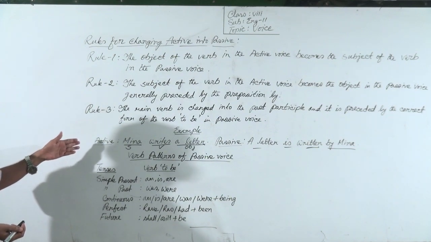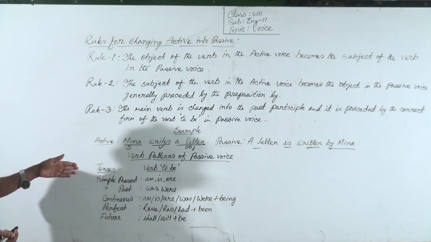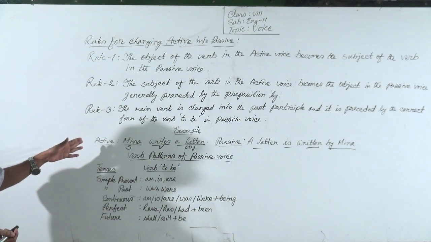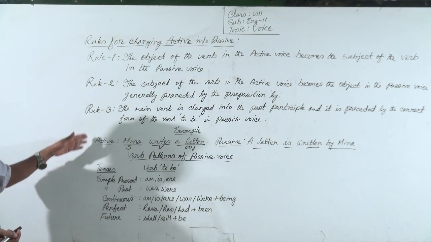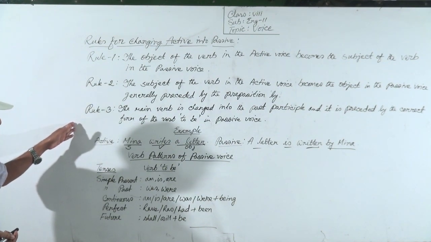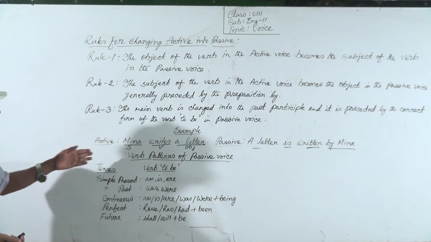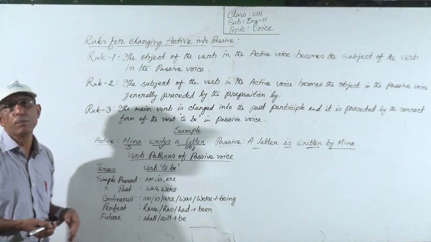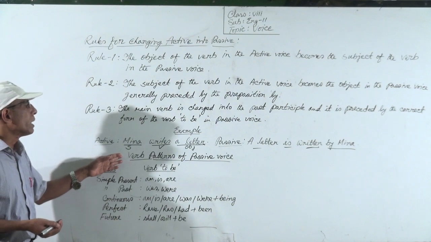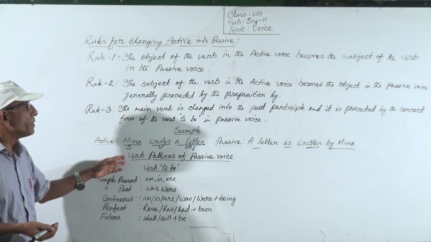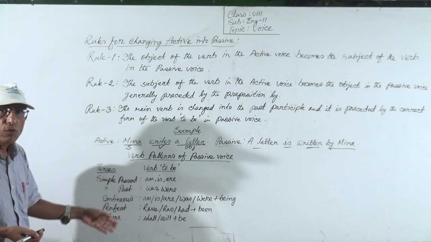Okay. Now we are discussing... I think you have understood from the example, you have understood the above three rules. Now we are discussing the verb patterns of passive verbs. You see, the verb patterns of passive verbs will be as follows.